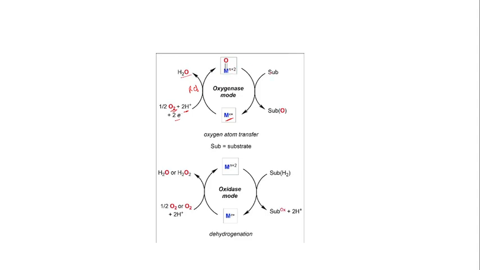Then finally, this oxygen atom is attached to the substrate. So this is the oxygenase mode, meaning oxygen is generated here. Finally, by this complete process, the substrate is gaining oxygen. That's why it is known as an oxygenase process: oxidation plus gaining oxygen. This H2B means substrate. So this is the oxygen atom transfer.